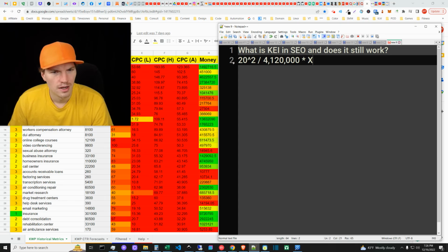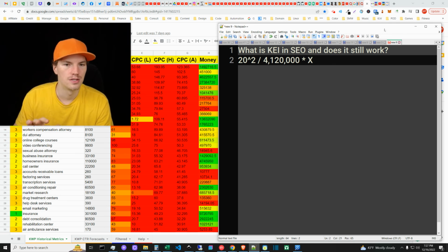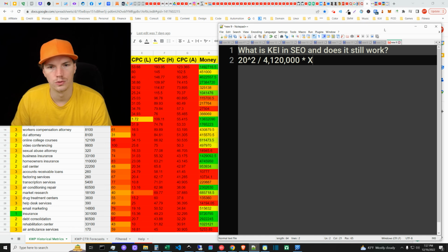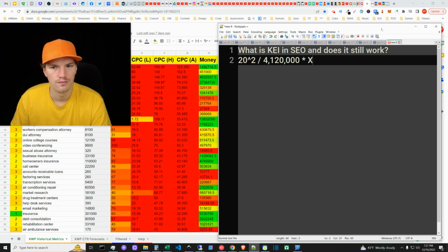I would guess that KEI still works to some degree. I know that tools like Ahrefs and a bunch of the other ones try to calculate the backlink profile of the top competitors, but it's so inconsistent. I bounce between all kinds of tools, and it's so inconsistent that I can't see that being reliable enough.